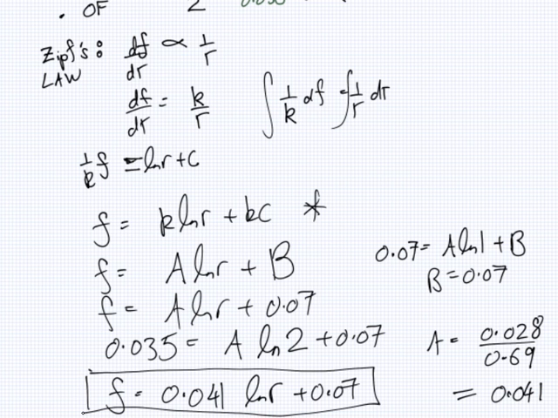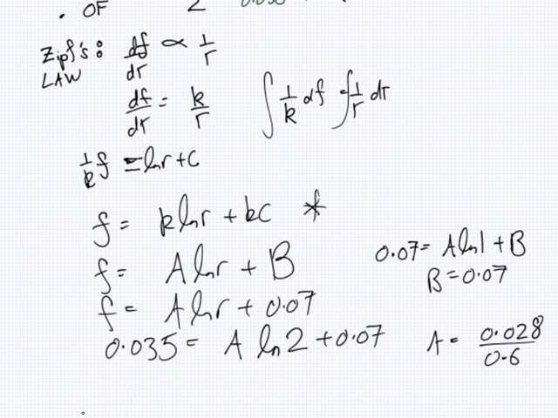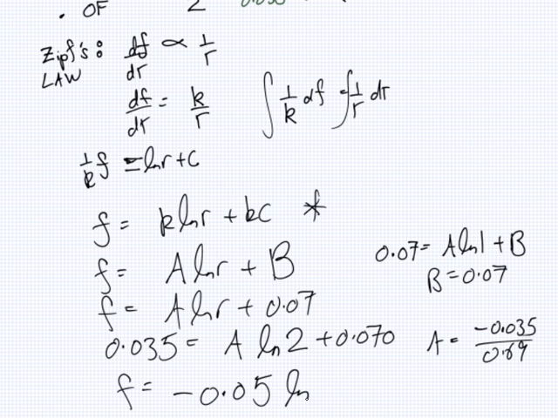Yeah. So 0.035 minus 0.07 is minus. Yeah, it's negative. And then divided by ln 2. Right. Minus 0.035 over 0.69. That's totally what I said. You did? Yeah. Okay. f equals minus 0.05 log r plus 0.07.